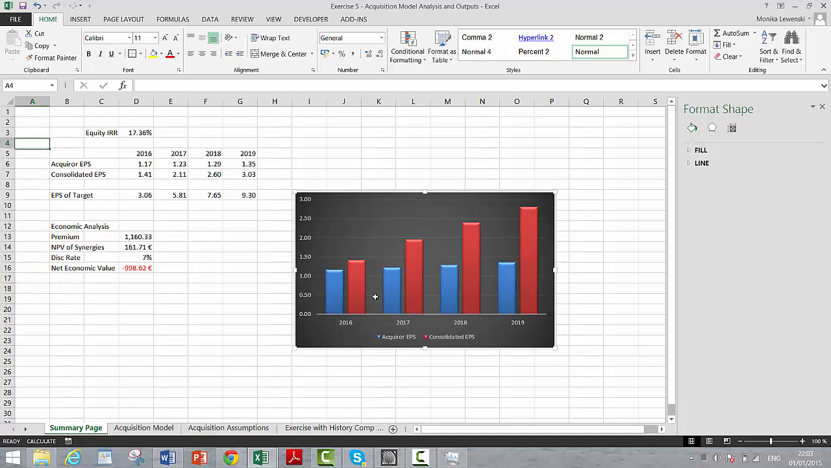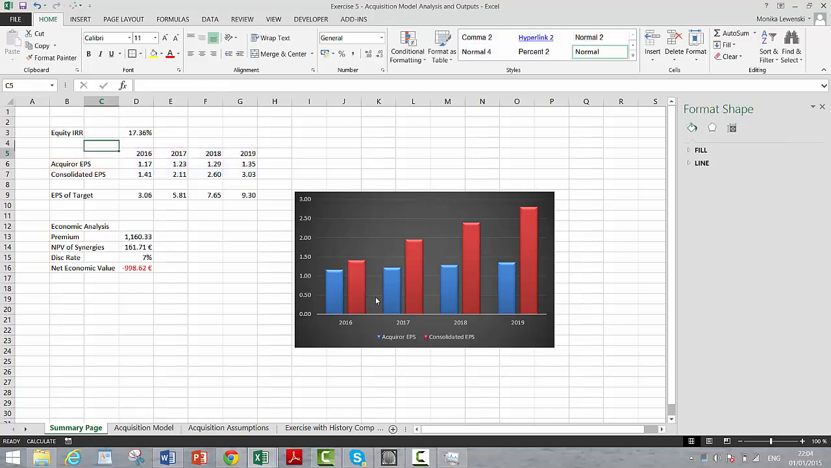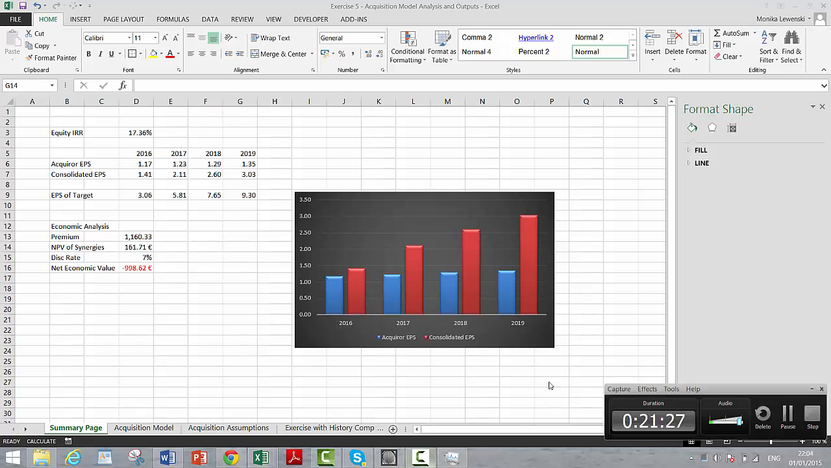So that's 3 different ways to look at an acquisition. If you look at the IRR, it seems to be good. The EPS seems to be very, very good because of those PE differences, actually. But the economic value is negative, and that's the true theoretical value. So I'm stopping this video now, but you hopefully get the idea.